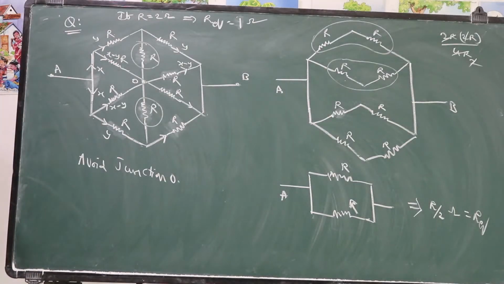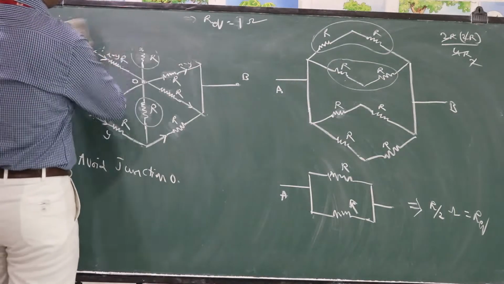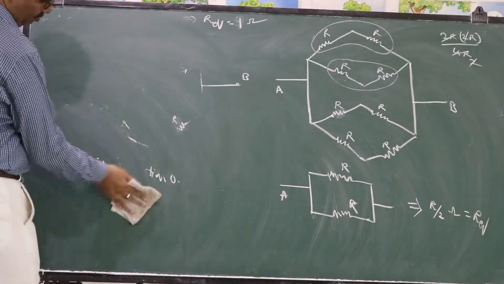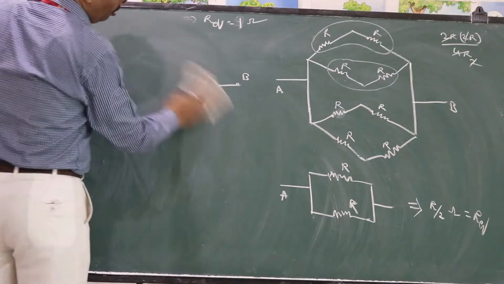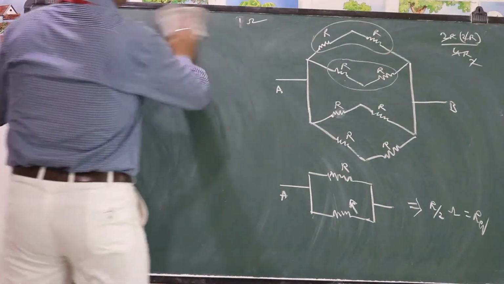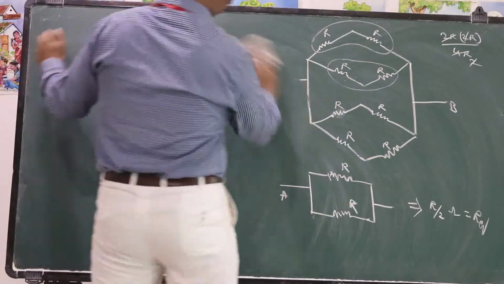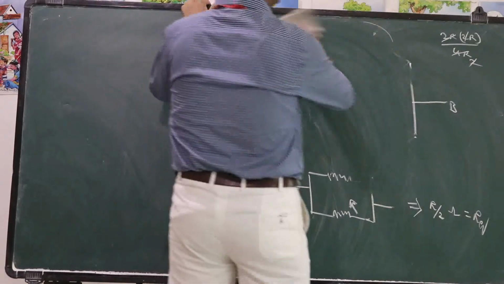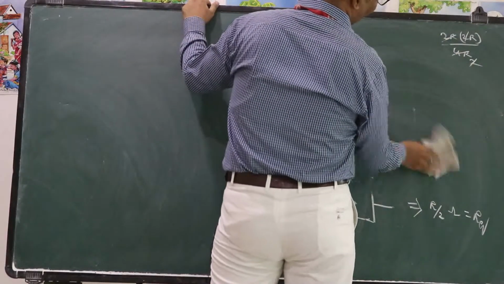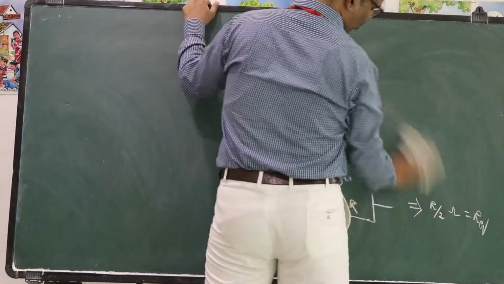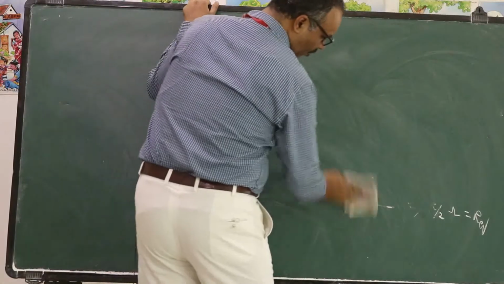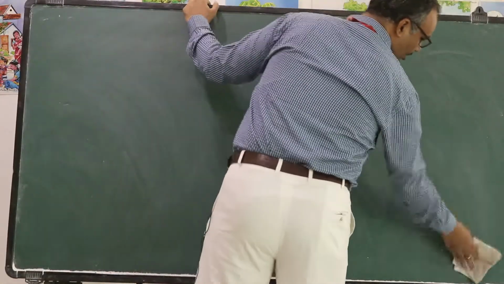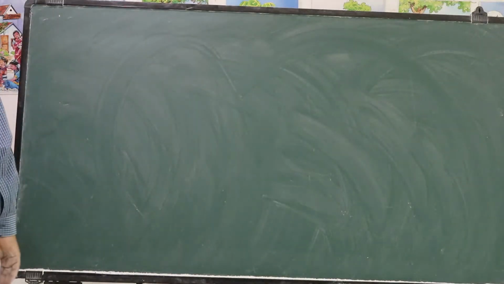Similarly, we can solve so many problems based on the method of symmetry. Very, very simple. We should see the distribution of current among the resistors, and we should identify the branches which don't possess the passes of current, and we can avoid those resistors. And the junction point we can avoid by observing the distribution of current.